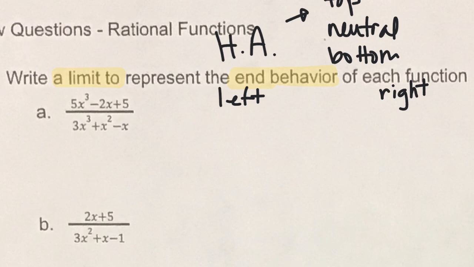Your left end limit uses the three letters of your word limit, so lim as x arrow negative infinity. That's our left end behavior limit: negative infinity, as x decreases without bound. That's how you start your limit on the left side for your end behavior. On the right side, that would be lim as x arrow positive infinity.